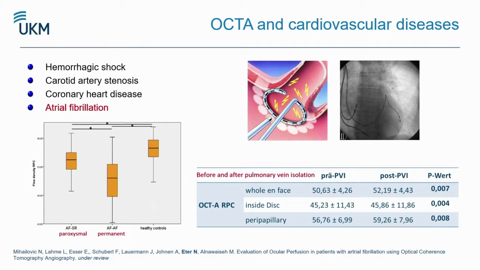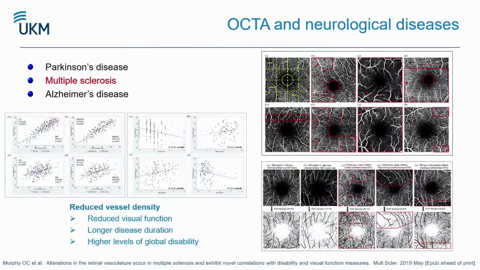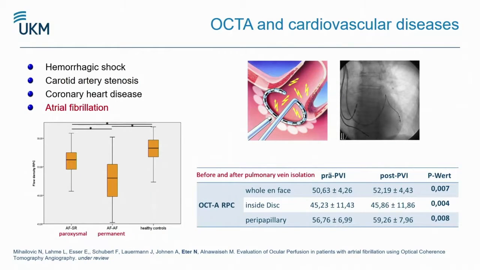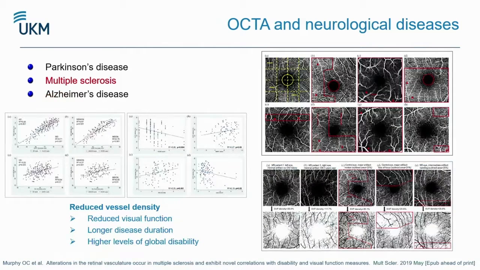Patients with atrial fibrillation, either paroxysmal or permanent, showed a lower flow density compared to healthy controls. Patients with permanent AFib showed a lower flow density than patients with paroxysmal AFib. But patients with paroxysmal AFib, even if they were in sinus rhythm, had a lower flow density than healthy controls. And, once pulmonary vein isolation, which is the treatment for atrial fibrillation, was performed, the flow density increased again.